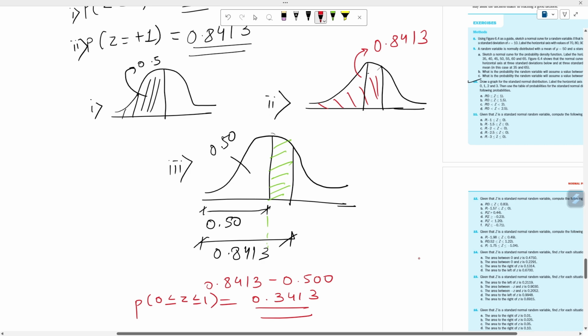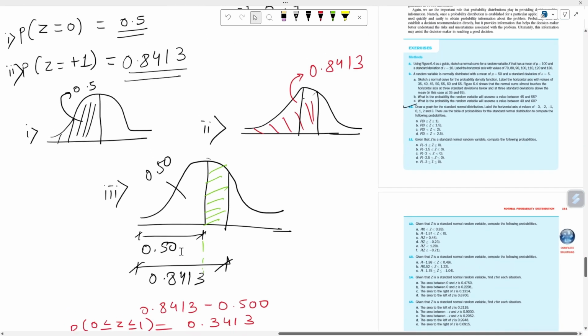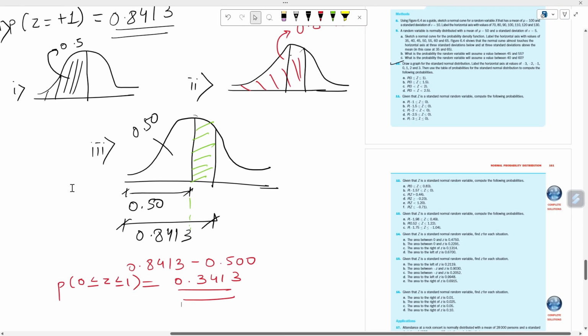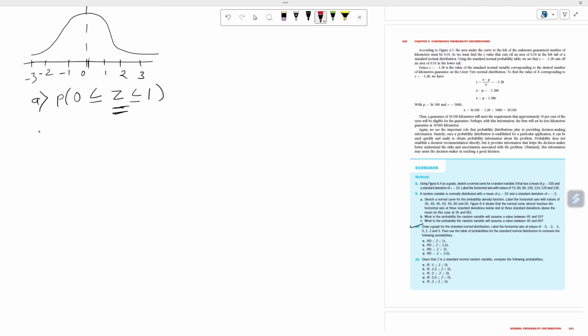I hope you understood this with the help of the diagram, and as I explained with these diagrams, you must have a clear understanding of how I calculated the probability of only the portion which we needed. Okay, so that is done. The answer of question A is 0.3413.